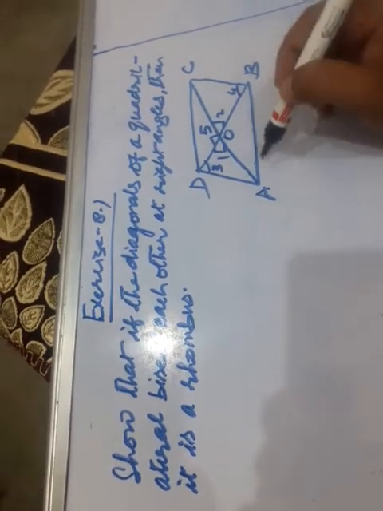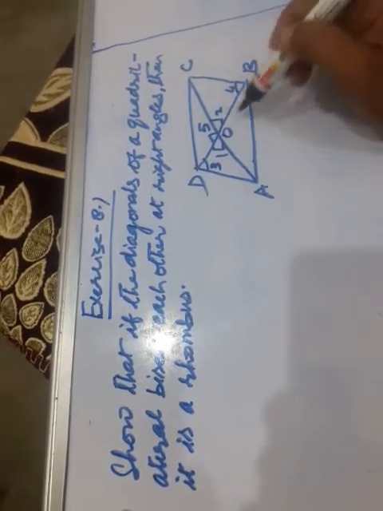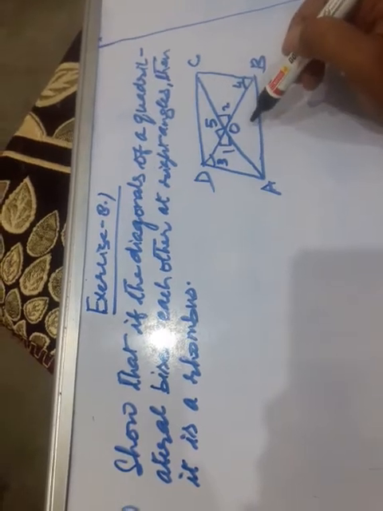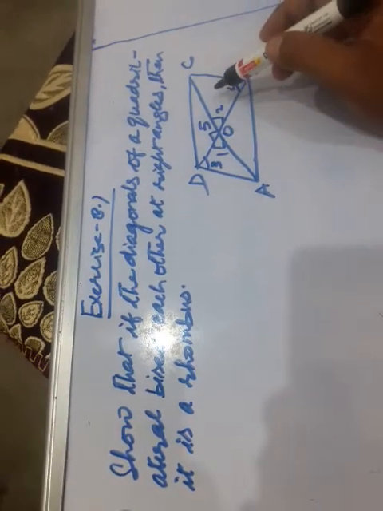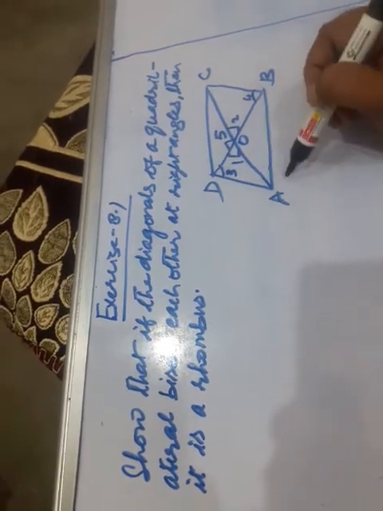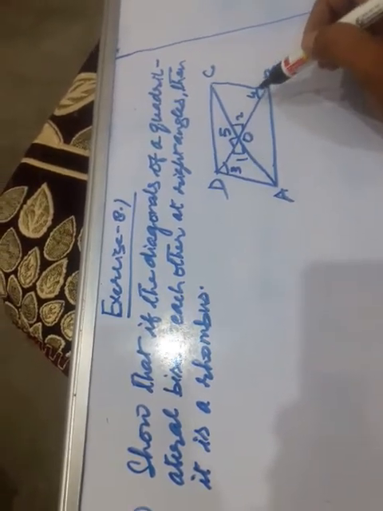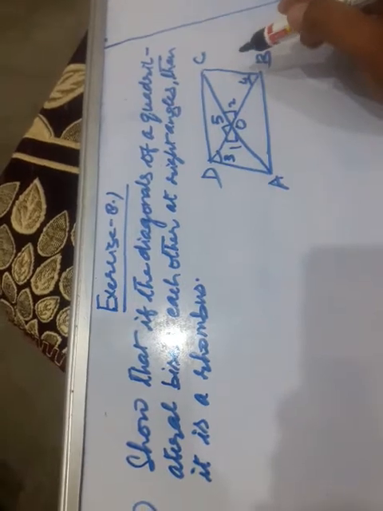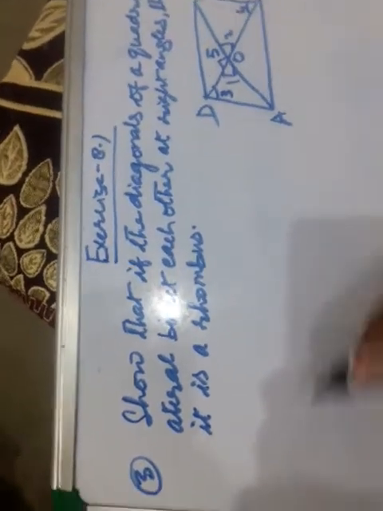Diagonals AC and BD of quadrilateral ABCD bisect each other at right angles, then it is a rhombus. Okay, children, let us start.